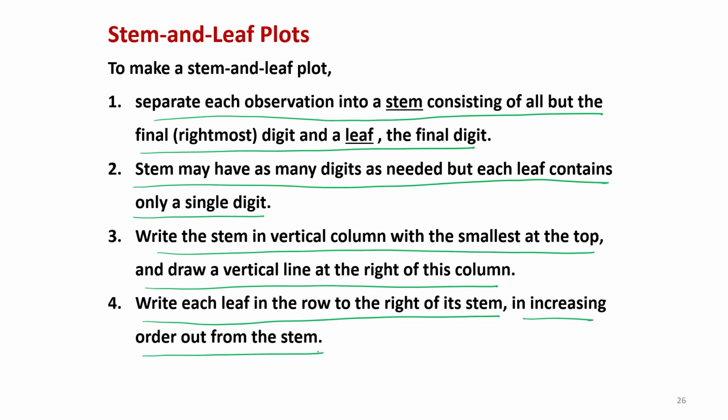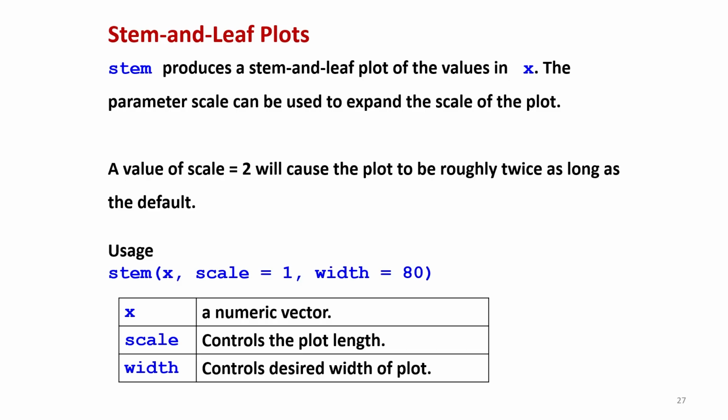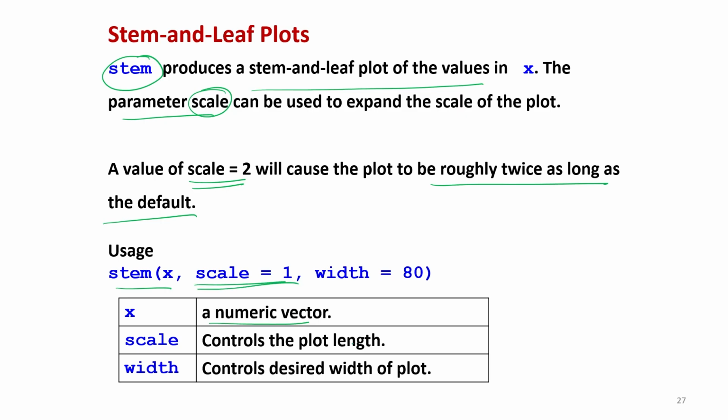So if you try to plot this in our software, then the command is stem, STEM, and this will produce a stem and leaf plot of the values in the data vector x. And we use the parameter scale to expand the scale of the plot. For example, if I use scale equal to 2, this will cause the plot to be roughly twice as long as the default. So for example, stem x, which is the numeric vector data set, scale equal to 1 controls the plot length, and width equal to 80 controls the desired width of the plot, right.